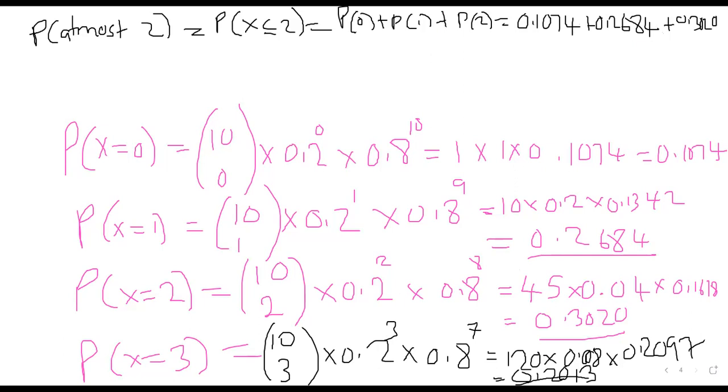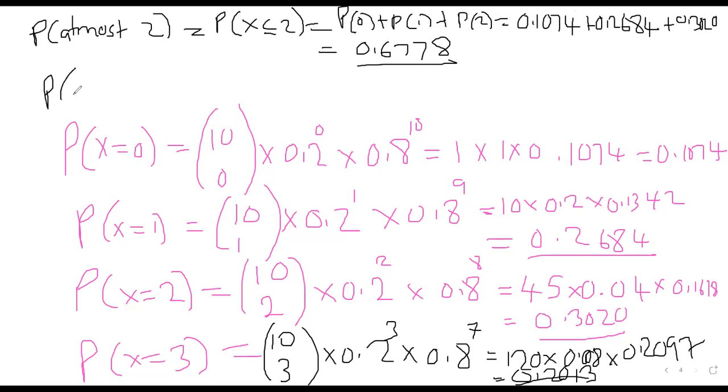So when you add all these, 0.1074 plus 0.2684 plus 0.3020 plus 0.2067 plus 0.0878. So this is the probability of having what? At most 2. Are we following? That's the probability of having at most 2.